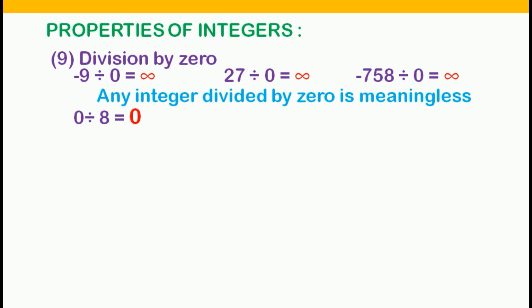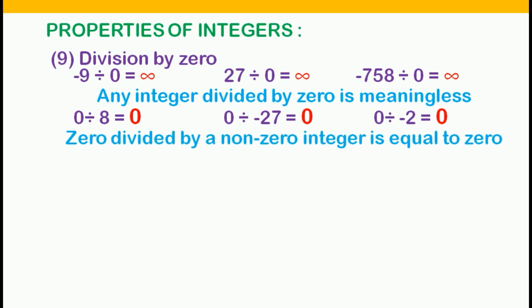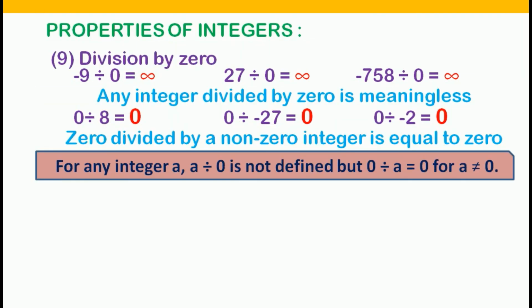meaningless. But 0 divided by any integer is equal to 0. 0 divided by minus 27 is equal to 0. 0 divided by minus 2 is equal to 0. 0 divided by a non-zero integer is equal to 0. For any integer a, a divided by 0 is not defined, but 0 divided by a is equal to 0, for a not equal to 0.